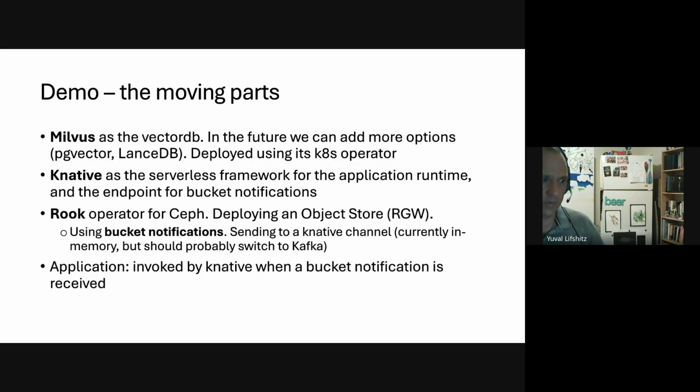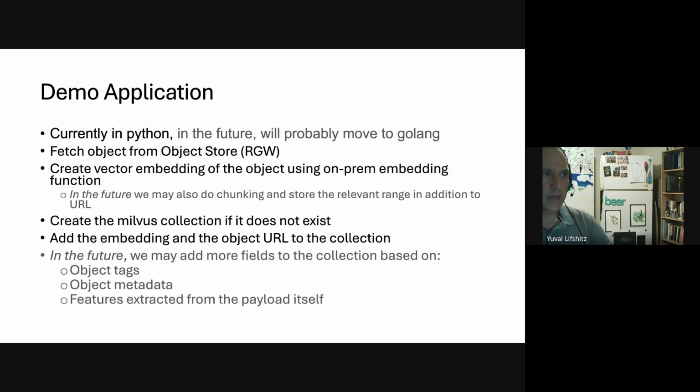So I'm going to move to the application. Currently it's written in Python. Probably we should go to Golang for performance reasons. And what this application does when it gets a notification is fetch an object from the RGW. It creates a vector embedding.